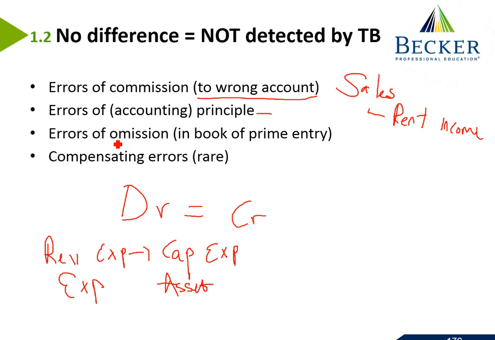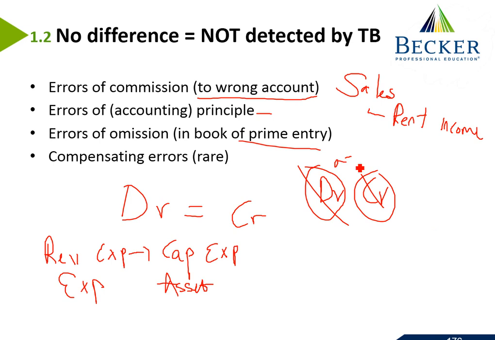Errors of omission. All right, if the omission is in the book of prime entry, then of course there will be no posting from it, so there's no debit to speak of, neither is there any credit. They are both non-existent. So in this case, of course, 0 equals 0.